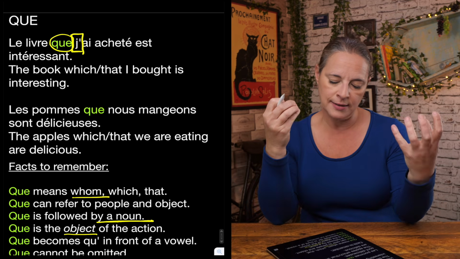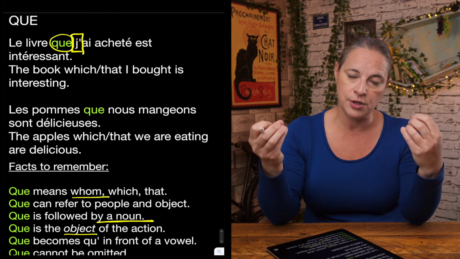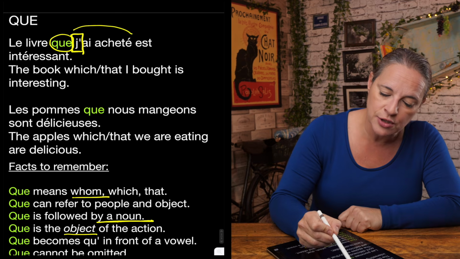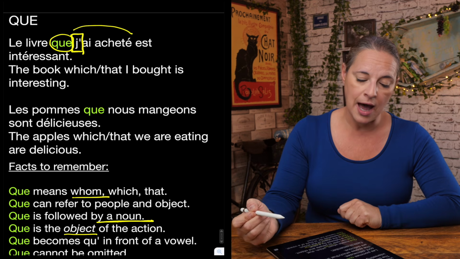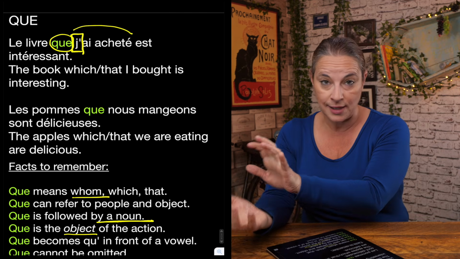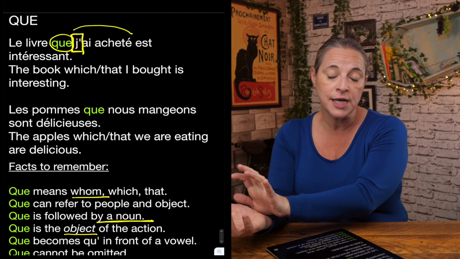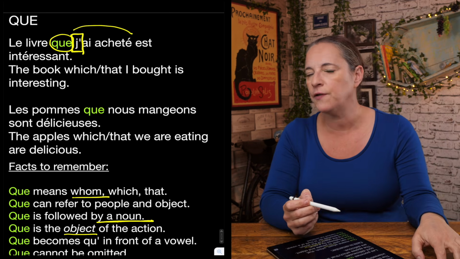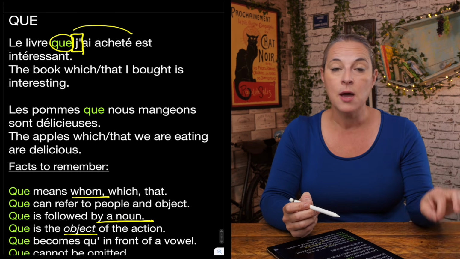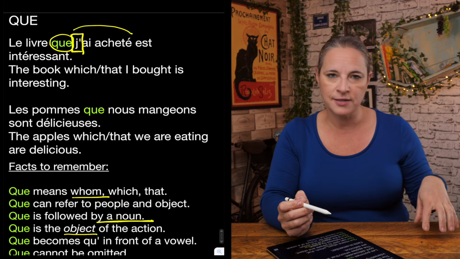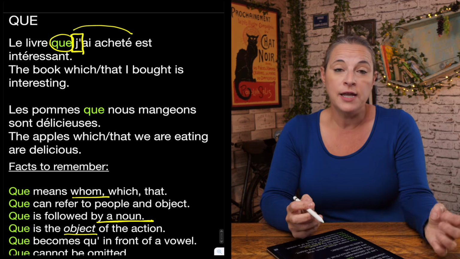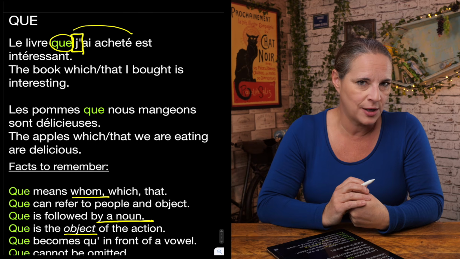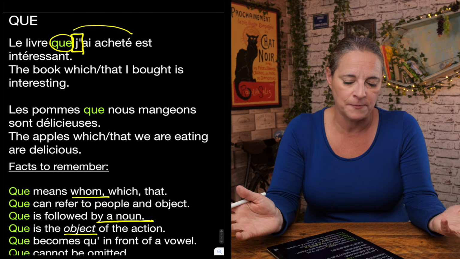Now, when I mean that it's the object of the action, it's exactly what it is here. Because have a look at j'ai acheté, I bought. I bought what? That's the complement, objet. I bought the book. It is not directly linked to the verb, is it here? But it is the object of that verb. So, le livre que j'ai acheté and not qui j'ai acheté. Okay, because it's not followed by a verb.